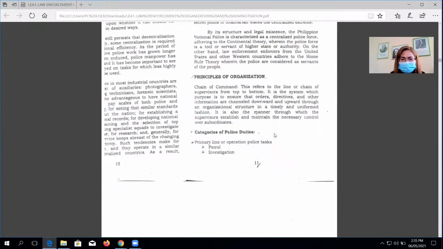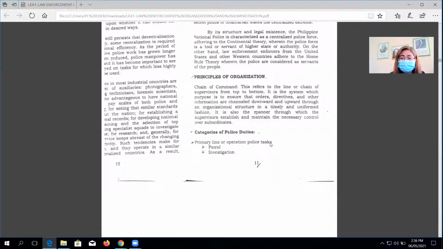We've already discussed the various principles of organization during our prelim period. But for the sake of presentation, allow me to discuss chain of command first. This refers to the line or chain of supervisors from top to bottom. It is the system whose purpose is to ensure that orders, directives, and other information are channeled downward and upward through an organizational structure in a timely and uniform fashion. It is also the manner through which the supervisor establishes and maintains necessary control over subordinates. Therefore, chain of command is observed in every organization, not only in the PNP, but in all organizations, whether public or private.